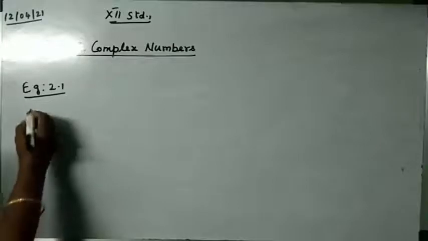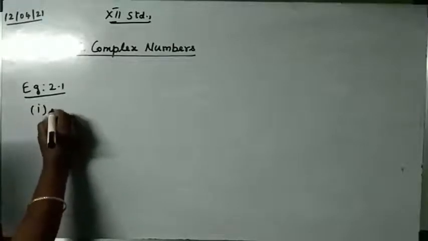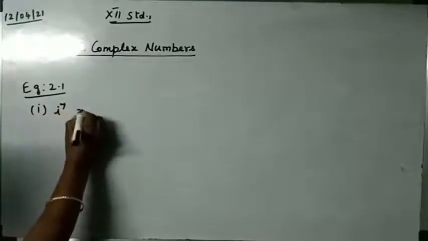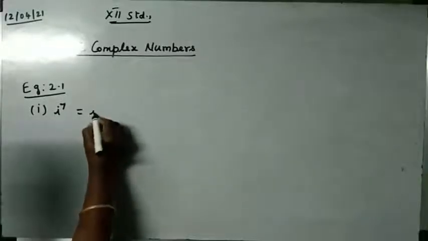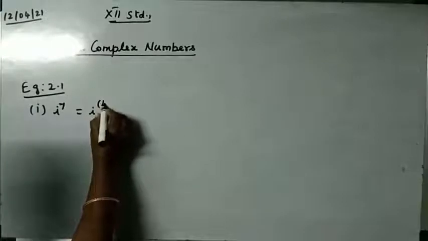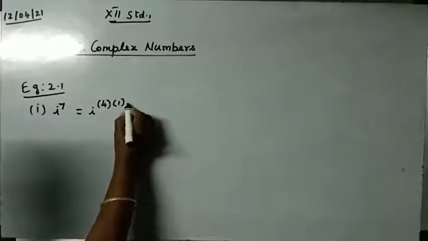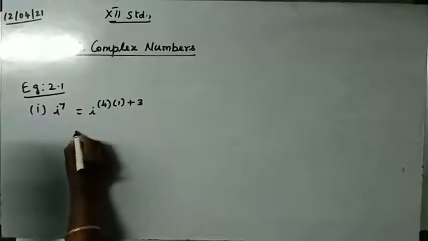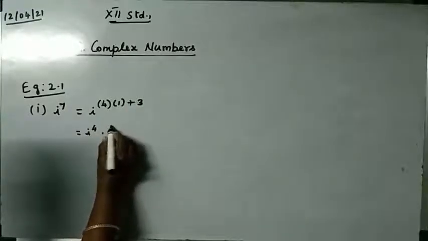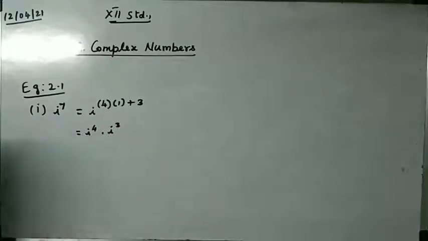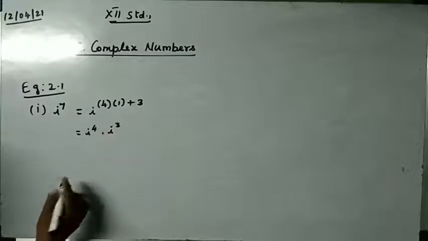Example 2.1. Find the value of i power 7, which can be written as a multiple of 4. So 7 divided by 4 is 1, 4 ones are 4, remainder 3. So I can write it as i power 4 into 1 plus 3. So this can be written as i power 4 into i power 3. So this plus can be written in multiplication form. Powers can be written in multiplication.